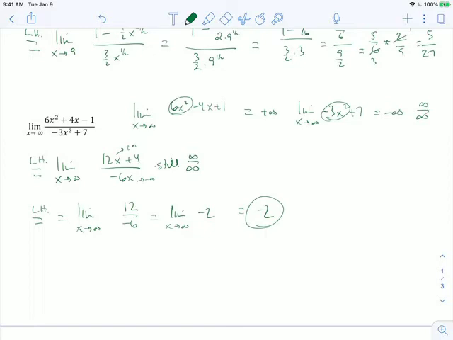Notice that that is what we expected. Based on things we've seen earlier in the course, we talked about if the degrees of the numerator and denominator are the same, we expect the limit to be the ratio of the leading coefficients, and that is 6 over negative 3 or negative 2.